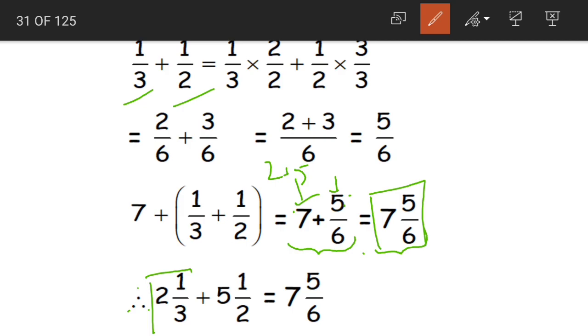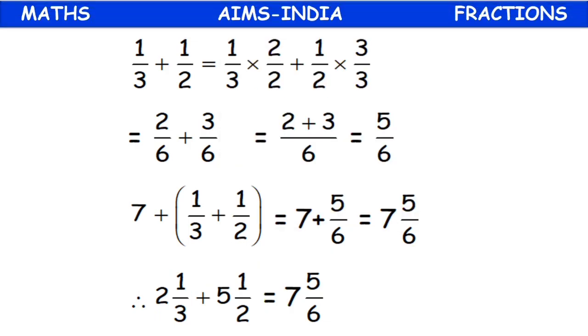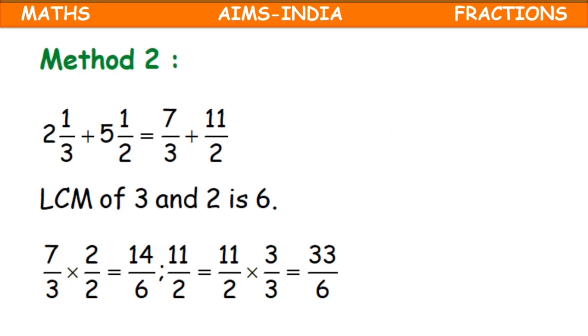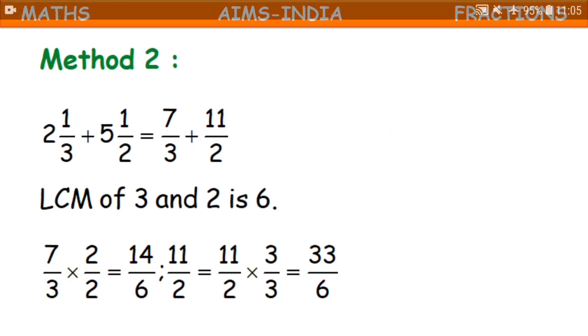Therefore 2 1 by 3 plus 5 1 by 2 is equal to 7 5 by 6. Understood, children? This was just our first method. Now coming to the second method. Yes, the second method of adding mixed fractions.